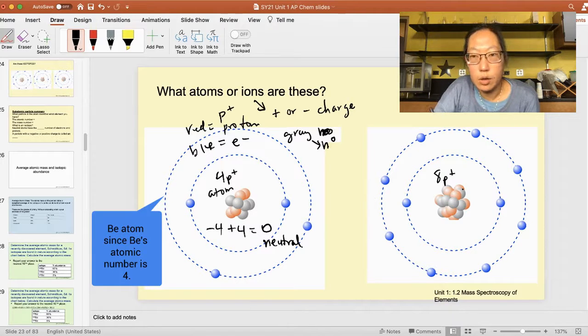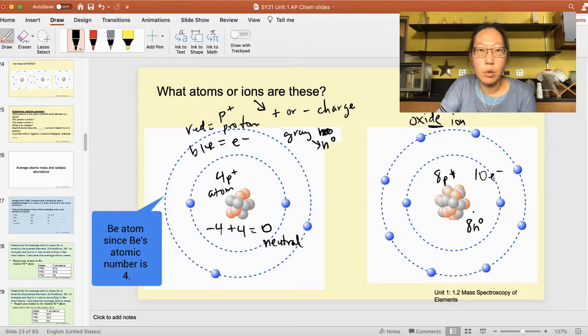Here this is an ion because if you count the electrons, we have 10 electrons. So the overall charge of this is negative. Negative ions have this "ide" ending, so this is O2 minus, oxide ion. And how many neutrons do we have? 1, 2, 3, 4, 5, 6, 7, 8. So we have 8 neutrons. Anybody know what the mass number is?